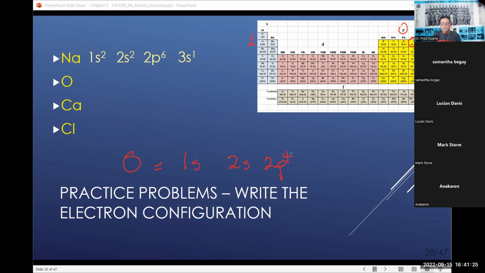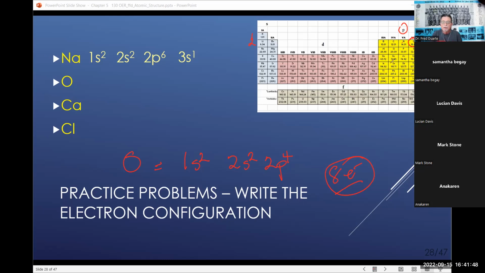The rest now you just fill out. So the s has 2 and 2, so we got 4, 2, and 2, which is 8, which is the number of electrons that oxygen has, okay? So see how quick we filled that out?